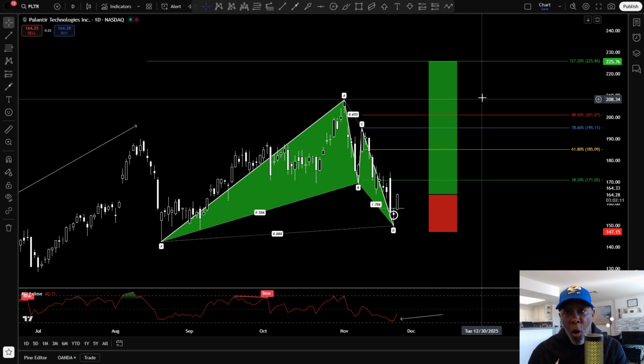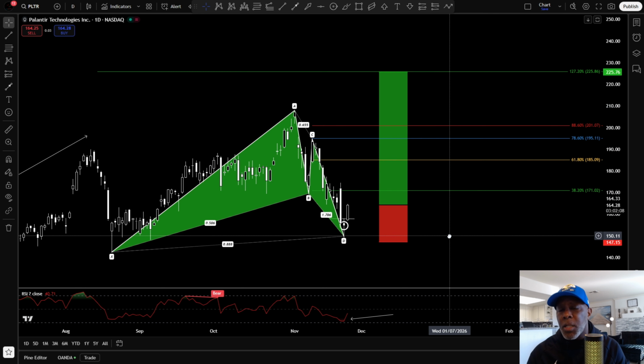And you notice I have all the fibs on here. I have all the levels because what you would want to do is buy into that momentum, okay? Where you see this crowd, you want to buy into that crowd. You want to get behind that crowd.